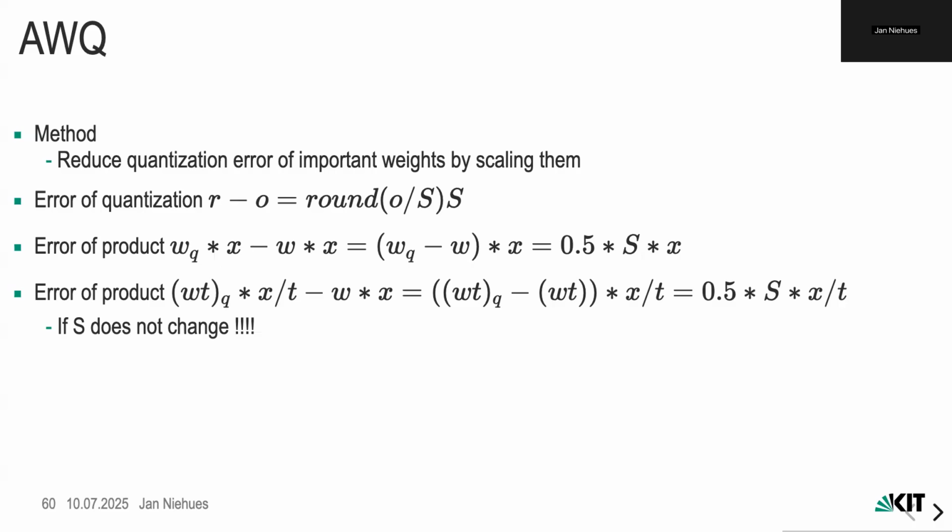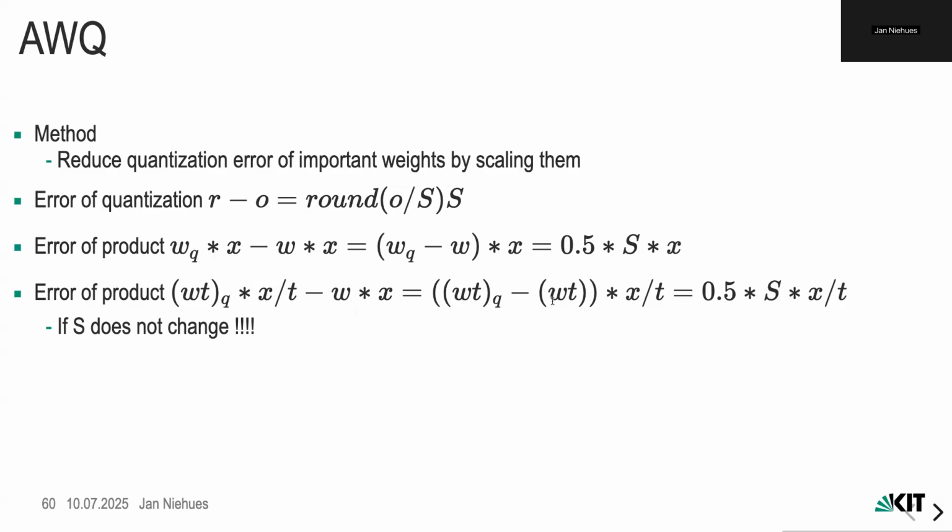We'll later see how you choose your scaling factor. In order to still have the right result, you also have to apply your scaling factor to your input, and you have to divide it. Because if you multiply with t here and divide by t there, then hopefully you all agree that the product is still the same. The only thing we're doing differently is quantizing a different value. We are not quantizing w, but w times t, and then we have to also scale things here.